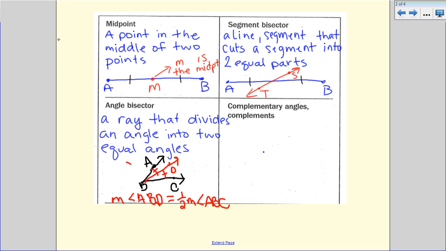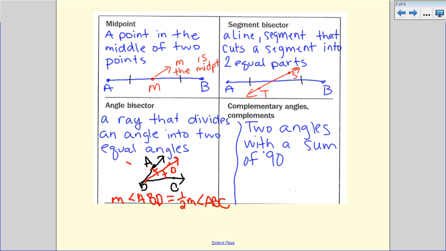Alright, so if we take a look then, we have complementary angles or complements. These are 2 angles with a sum of 90 degrees. So remember, we can take the corner of your paper. So the corner here is 90 degrees. So corner and complement are both 90 degrees.